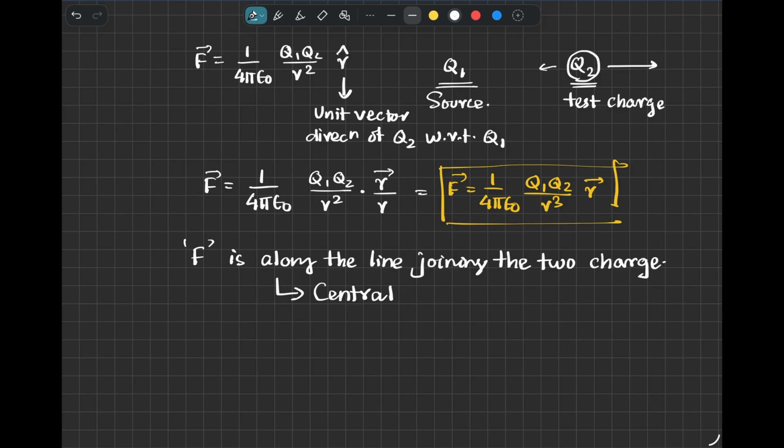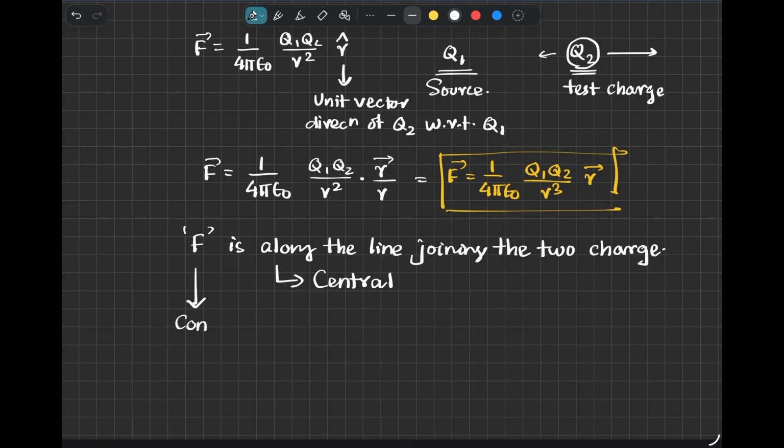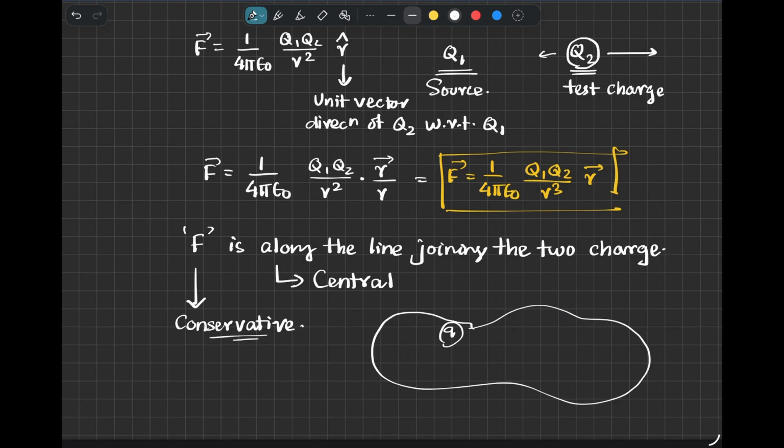Also, electrostatic force is conservative in nature. And what do we mean by a conservative force? In this kind of force, the work done by the electrostatic force in moving a point charge along any closed loop will always be zero. Let's say I take any charge q, move it along a path and bring it back to the same initial point, then the net work done will be zero.